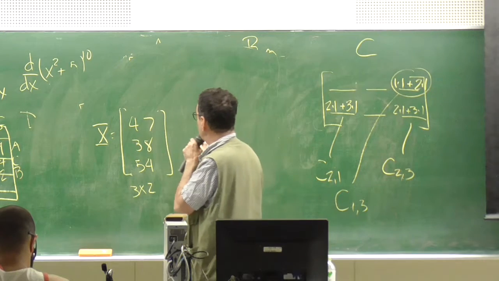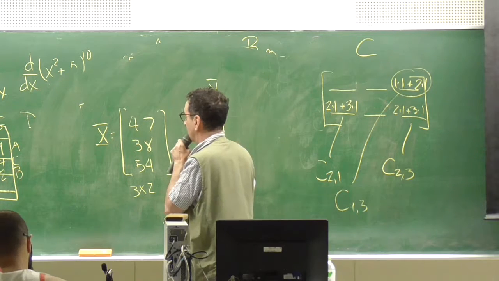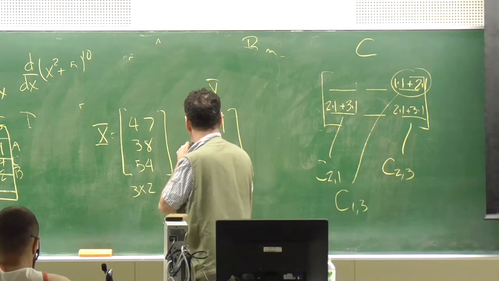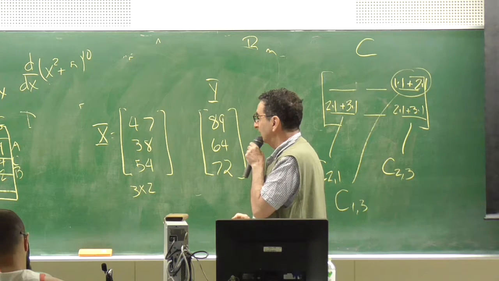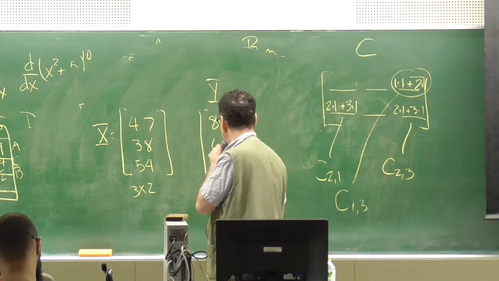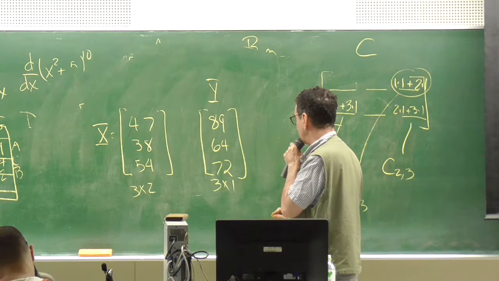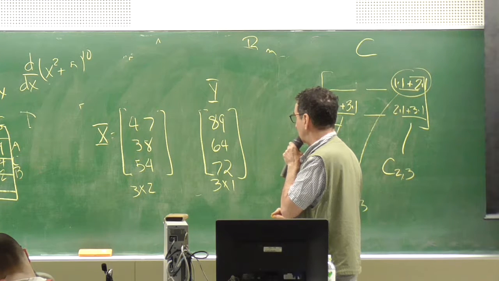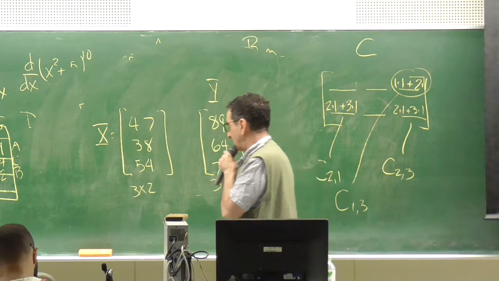And let's define Y as 89, 64, and 72. What are the dimensions of Y? 3 by 1. Is that right? Okay. 3 by 2, 3 by 1. Yeah, sorry, that's correct.